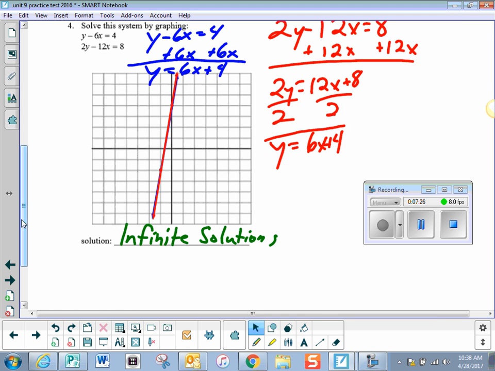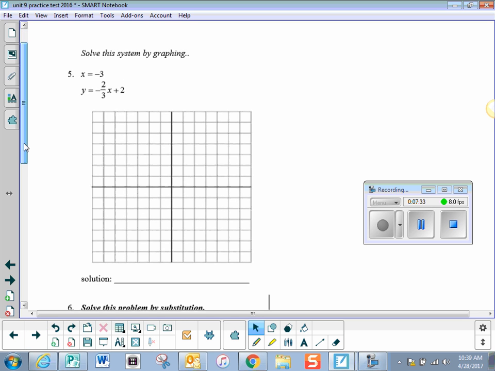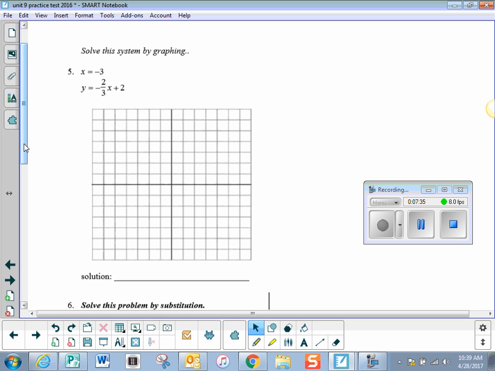Okay, 4 down, 4 to go, plus the bonus. Number 5. Okay, actually a lot of you grouped this up. We've been over x equals and y equals. It's on you now. We've put it in our toolkit at least 2 or 3 different times. The line x equals is a vertical line at x equals negative 3.